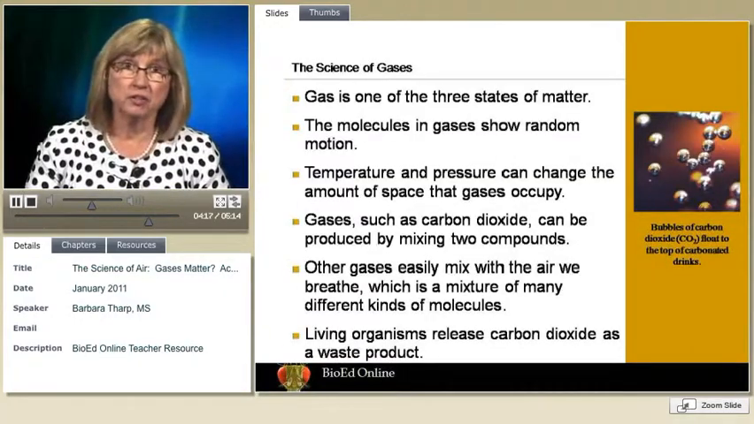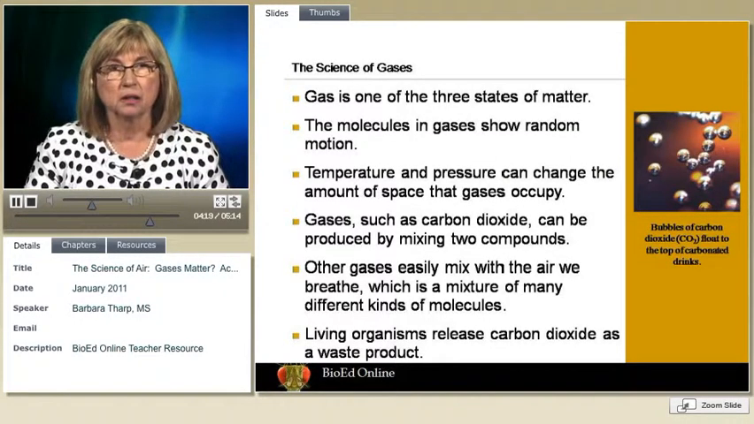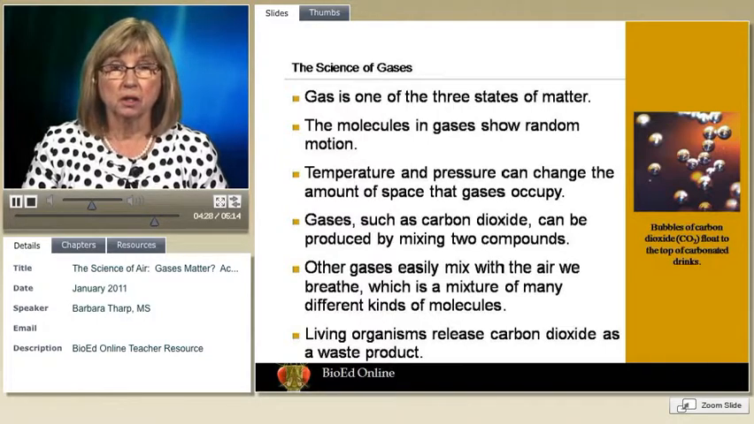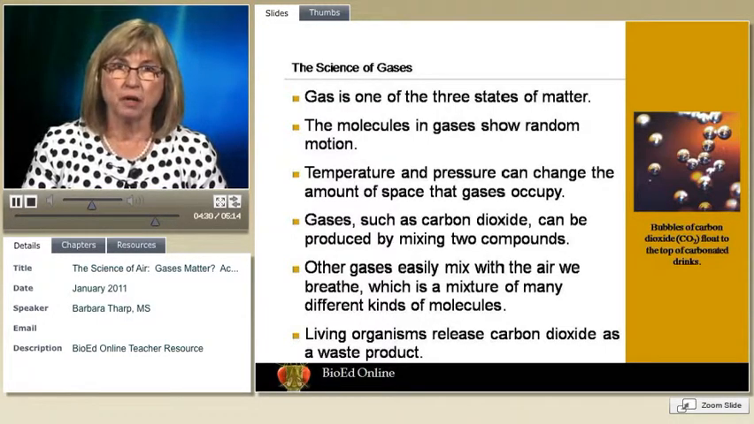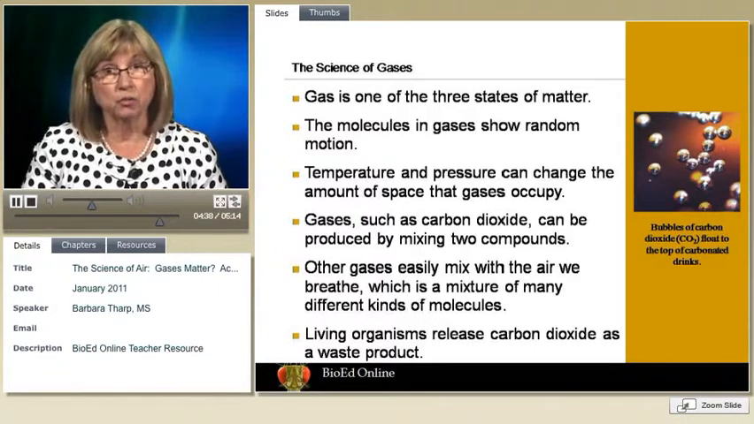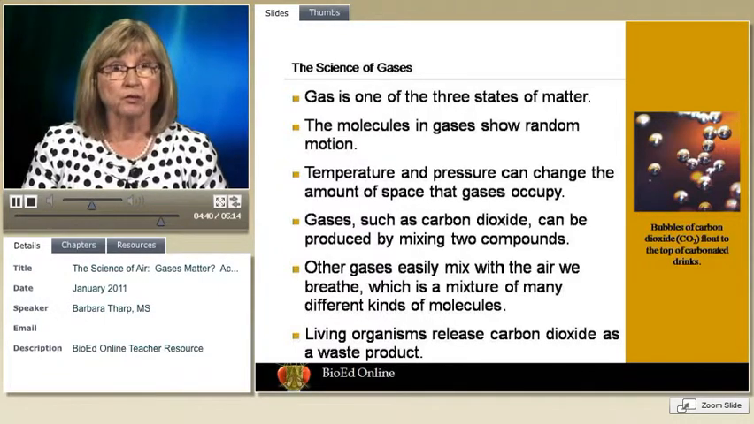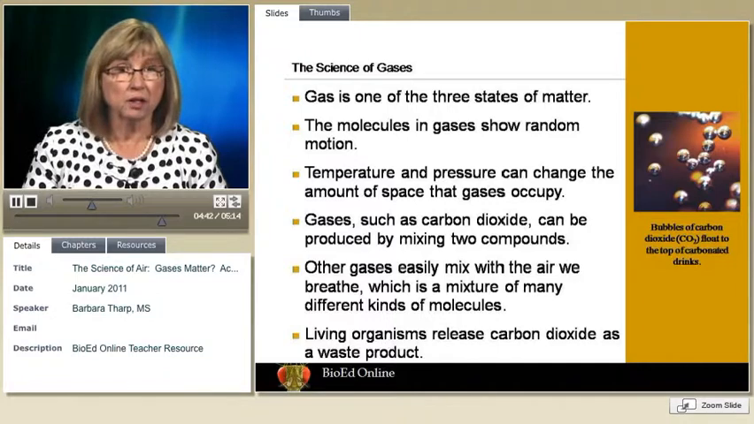Now that you've seen the activity, it's time to talk to the students about it. Let's debrief. Make sure they understand that gas is one of the three states of matter, that molecules in gases move in a random motion and are evenly distributed. Again, temperature and pressure can change the amount of space that gases occupy. Gas such as carbon dioxide can be produced by mixing two compounds like we just did. Other gases easily combine with the air we breathe, which is a mixture of many different kinds of molecules, and living organisms release carbon dioxide as a waste product.